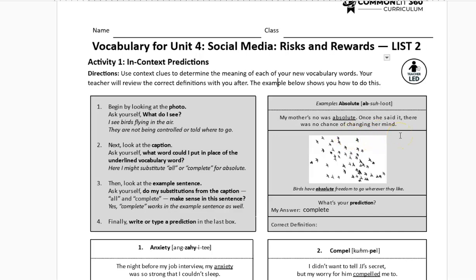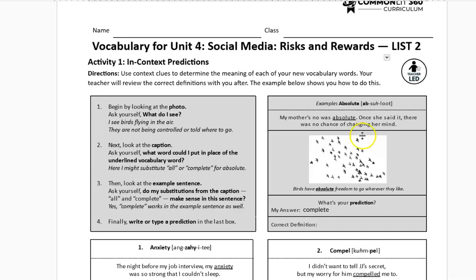So we're going to take those two words that we came up with for the caption and see if they make sense in the example sentence. My mother's no was all. Once she said it, there was no chance of changing her mind. Or my mother's no was complete. Once she said it, there was no chance of changing her mind.